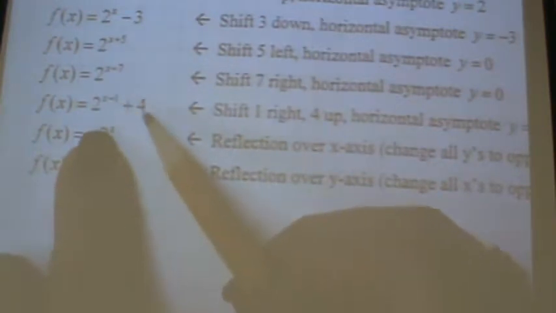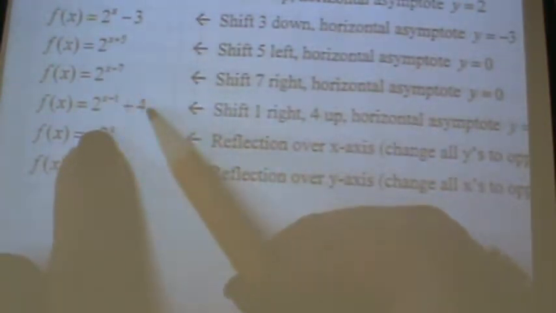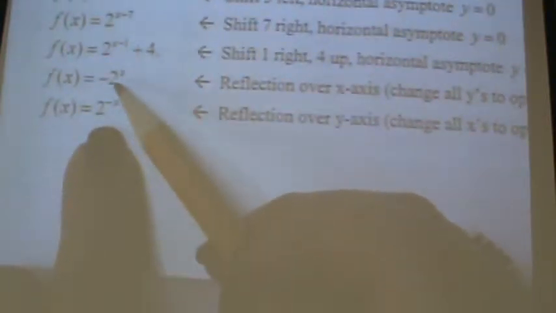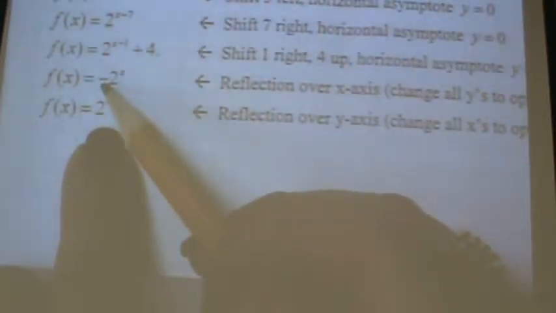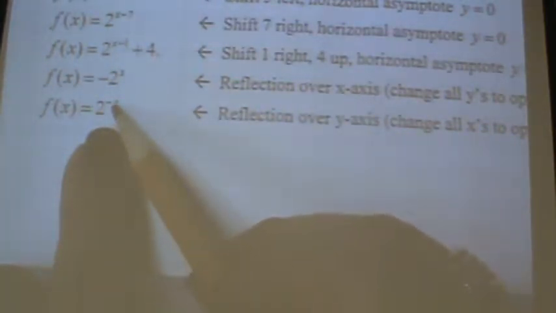What if you see a combo? Well, you're going to go right 1 and up 4. Do you remember with the negative in front, what it does? It's a reflection over the x-axis, and a negative inside is a reflection over the y-axis. So quickly, let's go through the back page. We're just going to do this example.